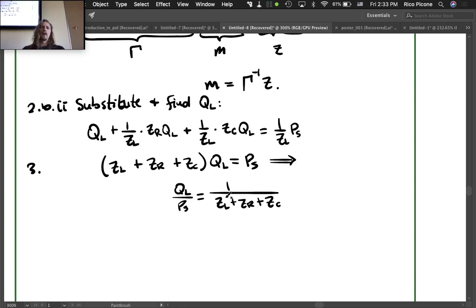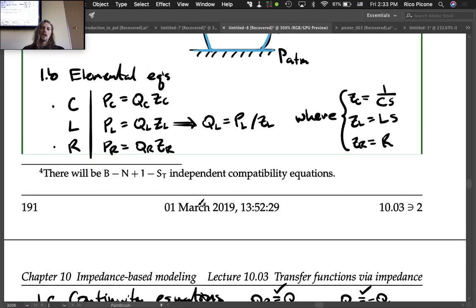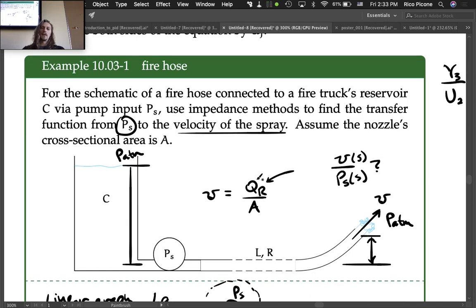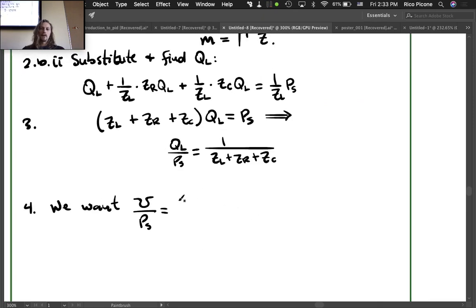Now, okay, so we ended up with this transfer function. That's great, but what we need is the transfer function. What we want is, say, step 4. We want V over PS, which is equal to, we said that V is QR over A, so Q.